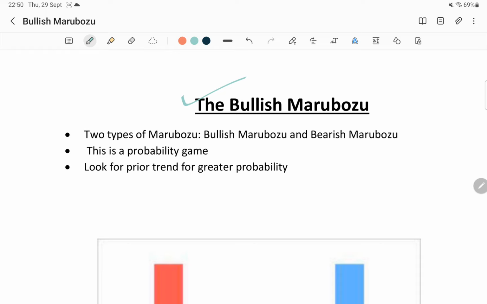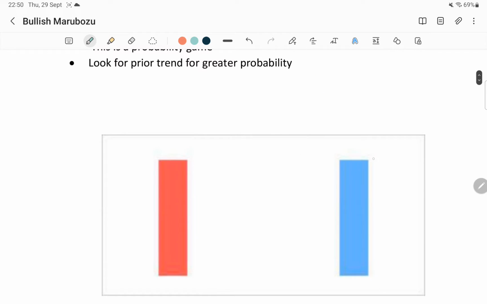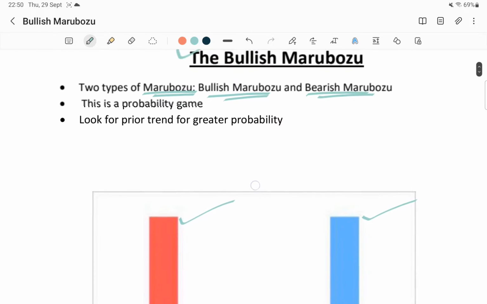Remember one thing, as usual there are two types of Marubozu candlestick chart available. One is called the bullish Marubozu and the second is called the bearish Marubozu. What is the bullish Marubozu? The green candle you saw here is called the bullish Marubozu, and the red candle we saw here is called the bearish Marubozu. I will discuss that later.